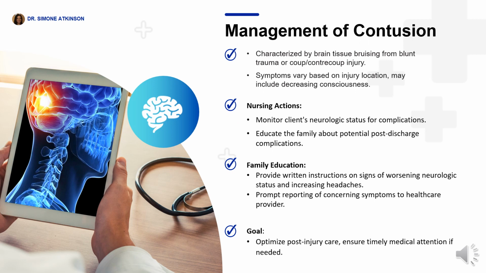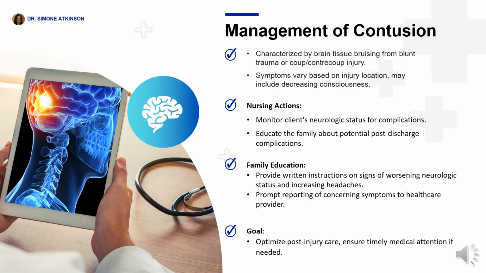Contusion is characterized by bruising of brain tissue resulting from blunt trauma or a coup or counter-coup injury. Symptoms may vary depending on the location of the injury, and the client may experience a decreasing level of consciousness. So monitoring the client's neurologic status for signs of complications is going to be essential, and the family should be educated about potential post-discharge complications to watch out for.